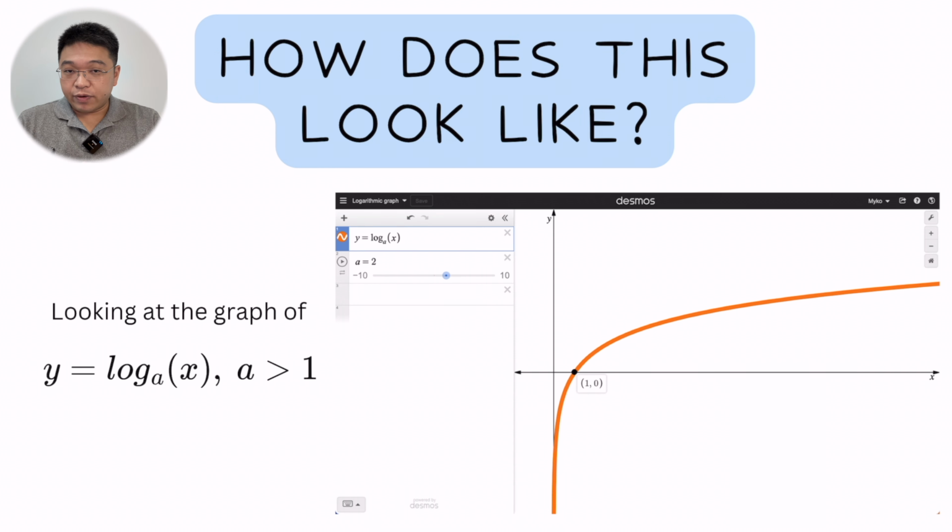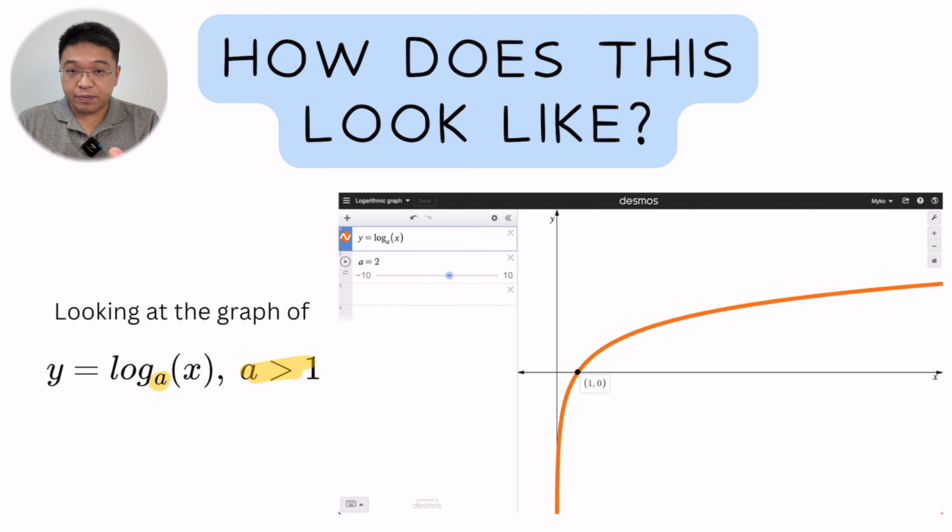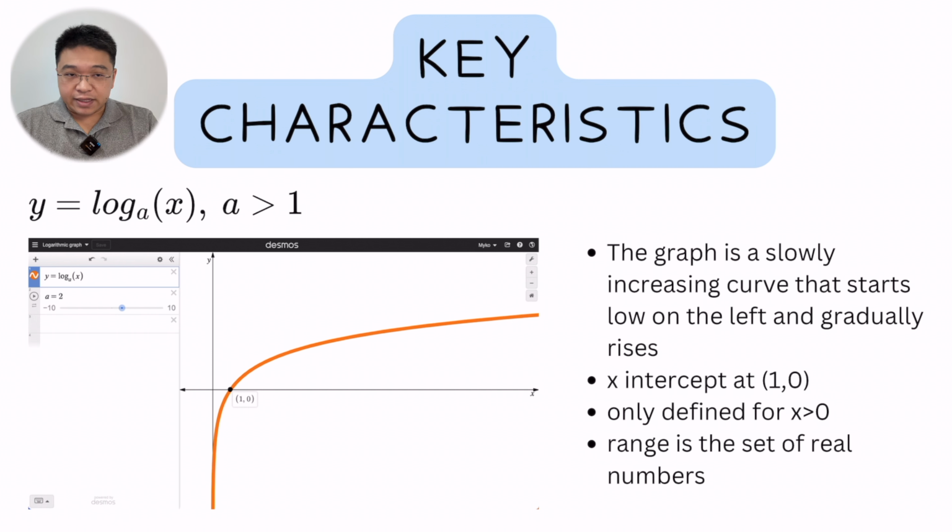Now, if you look at the logarithmic graph, how does it look like? I use decimals and actually key in a factor where the a can be toggled around, but I'm going to choose that a has to be more than 1. So for example, in this case, I choose a to be equal to 2. So I'll be looking at the graph y equals log base 2 x.